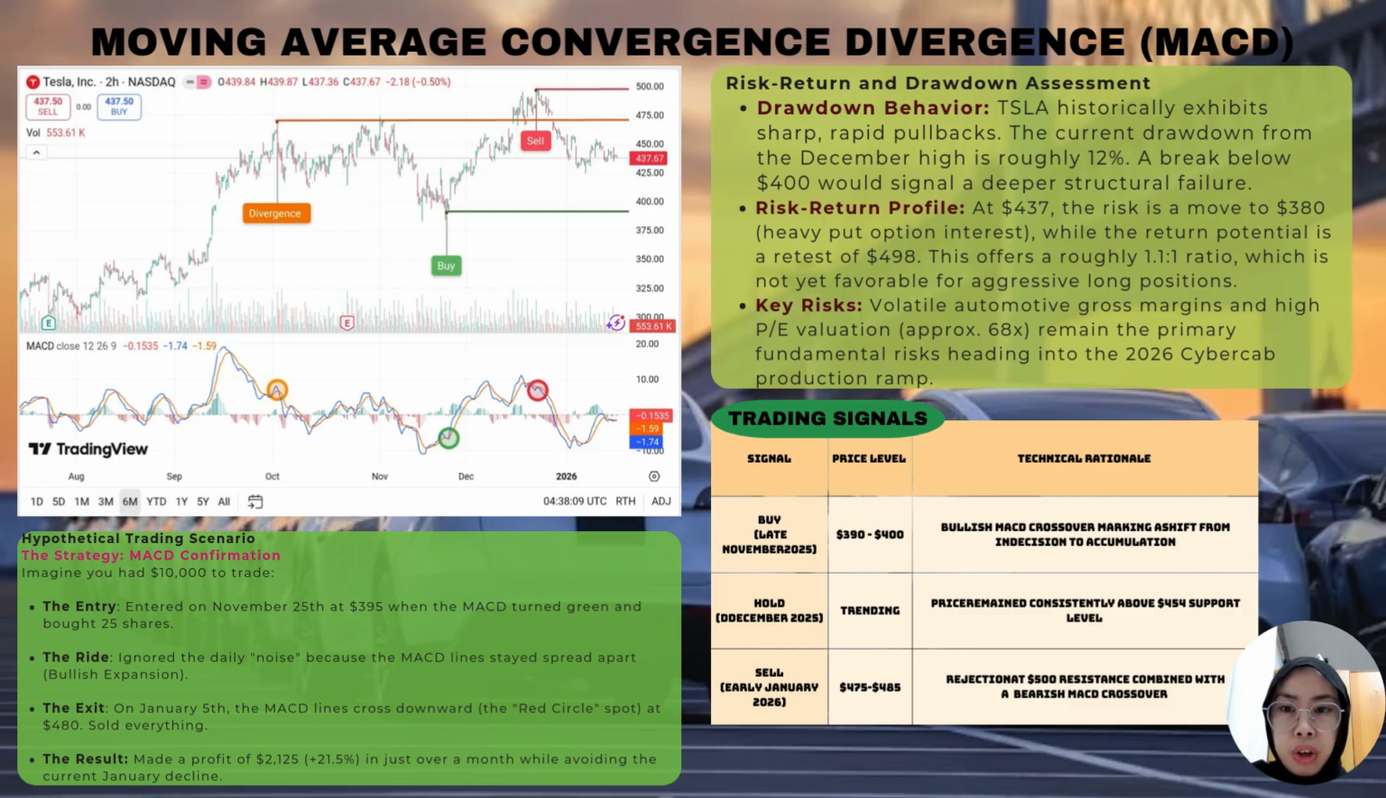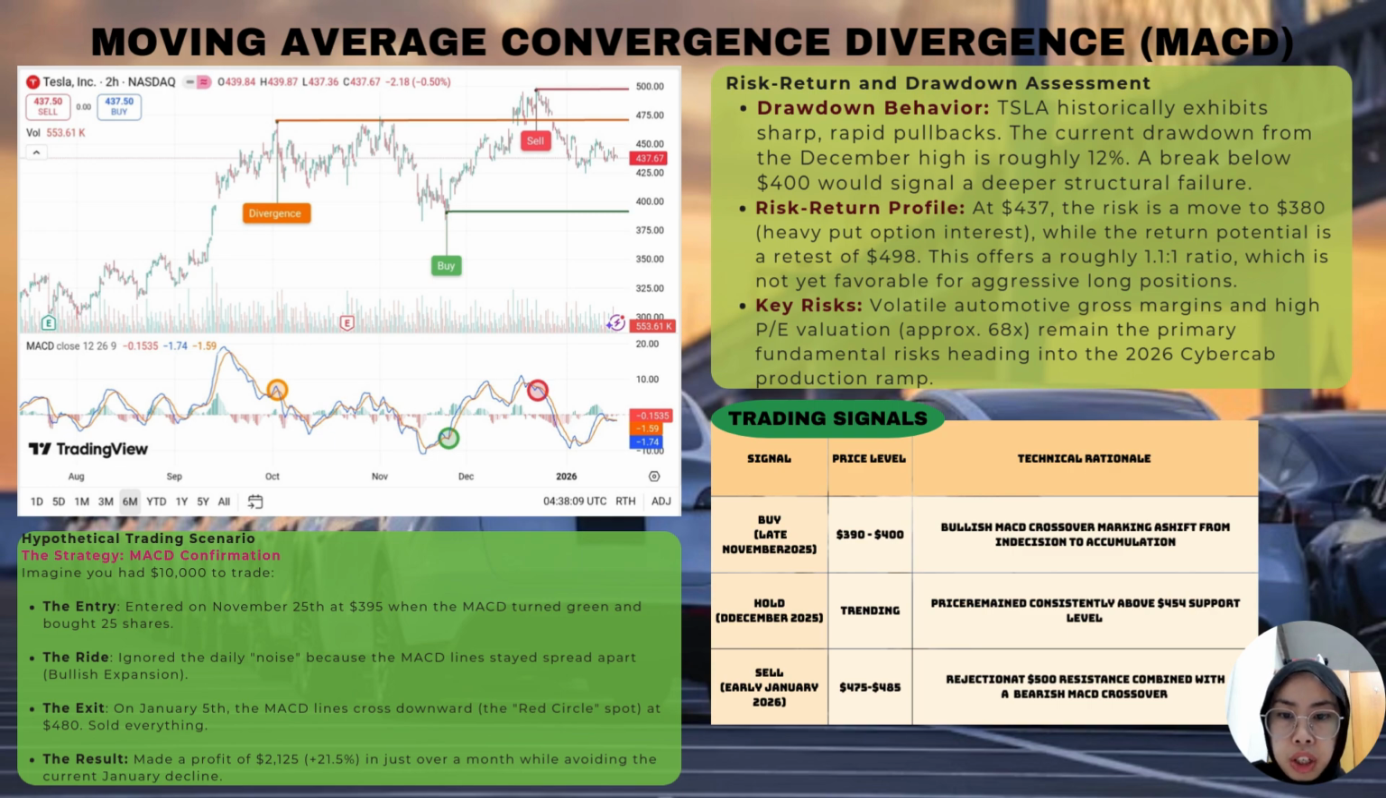So last, the hypothetical result. By following these MACD signals, a trader could have made a 21.5% profit, which is about $2,125 on a $10K account in just over a month, while safely exiting before the current January drop.